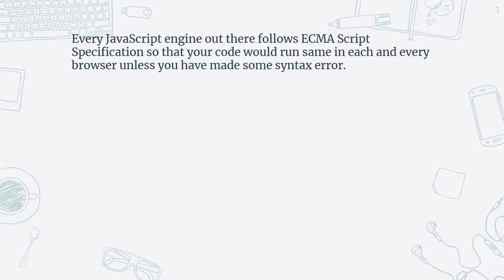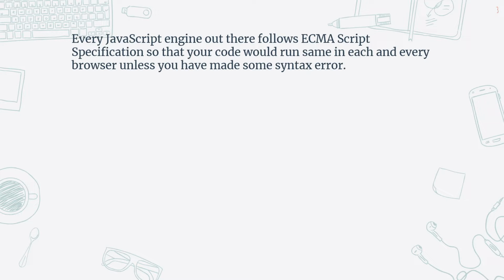For example, if I am using Chrome browser and I write the code, JavaScript code for Chrome browser, then that code should also run on Firefox, that code should also run on Internet Explorer, that code should also run on Safari and other browsers. And if that does not happen, in that case your code would break. So because of this, ECMA is there, and all JavaScript engines follow this ECMA specification.